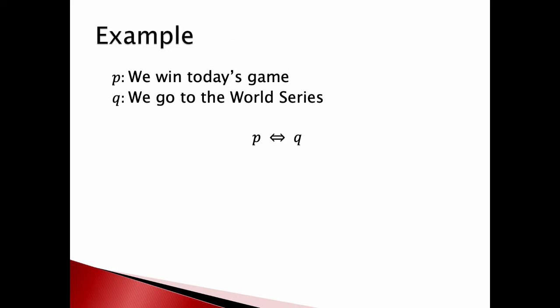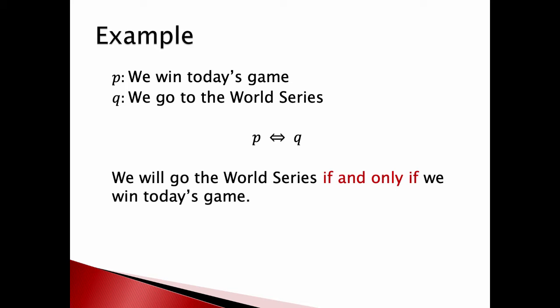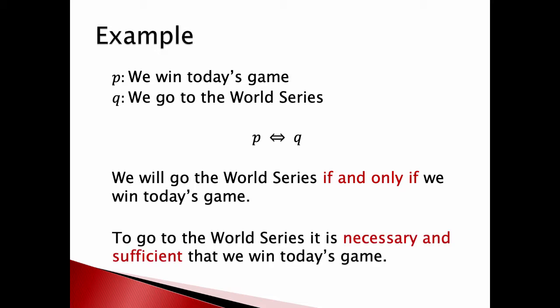So, for example, if we're still using P and Q the same way we were a second ago, then P if and only if Q, right, with the arrow that goes both ways. I mean, we go to the World Series if and only if we win today's game, or it is necessary and sufficient that we win today's game in order to go to the World Series, right? That's when it would work both ways.